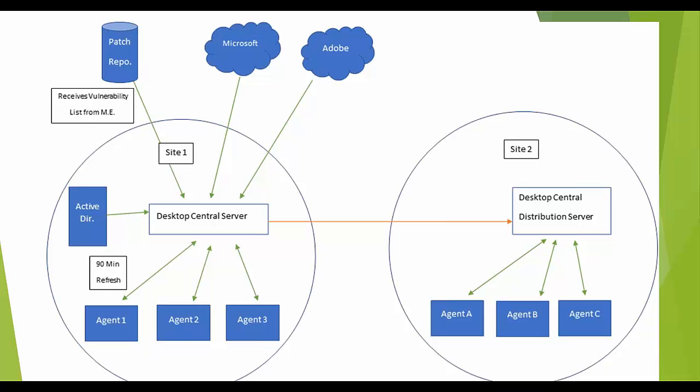The required patches are downloaded from the respective vendors' websites and stored in the DesktopCentral server before deploying them to the computers in the network. And this is where you can do your approval settings and test it out before deploying to the whole network. And then at the end, the agents copy the required patch binaries from the DesktopCentral server.